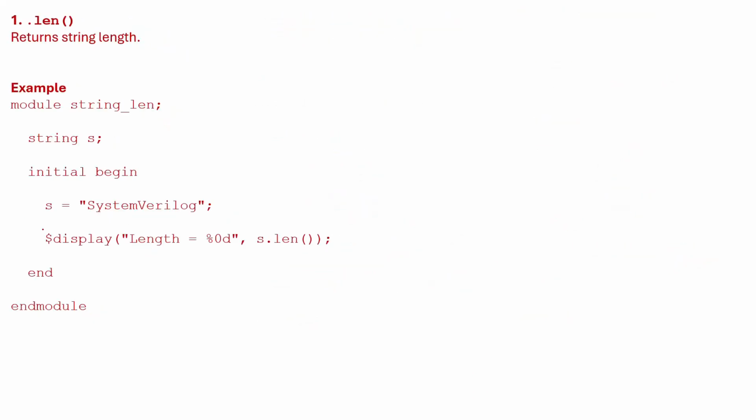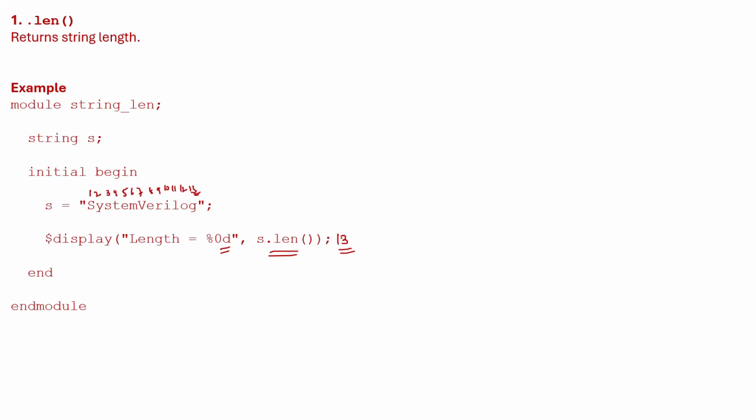And also I want to know the length of my string. See, the length of the string is 1, 2, 3, 4, 5, 6, 7, 8, 9, 10, 11, 12, 13. SystemVerilog has 13 letters. Then I want to print that length. What is the length of that? Then I use s dot length. Then I will get the length of the string as 13 at the output side.